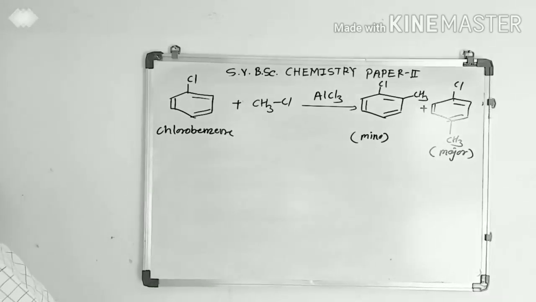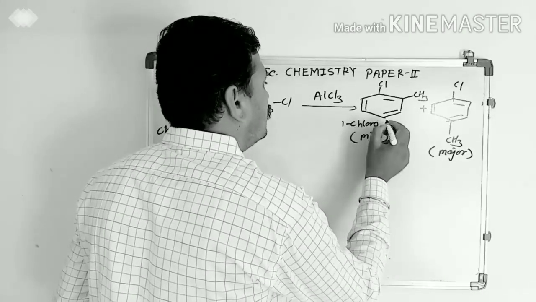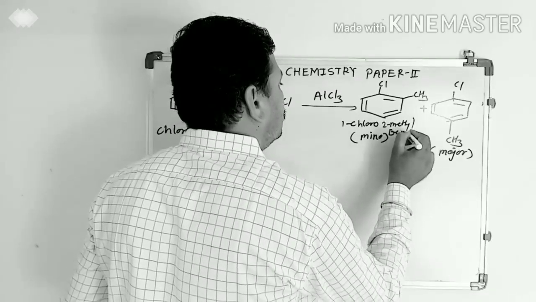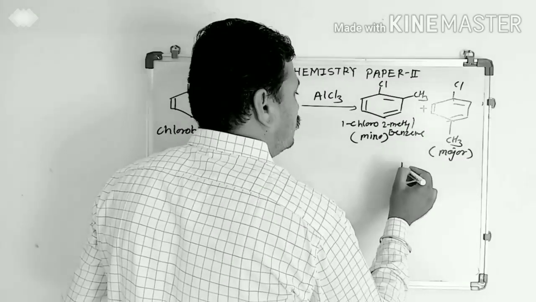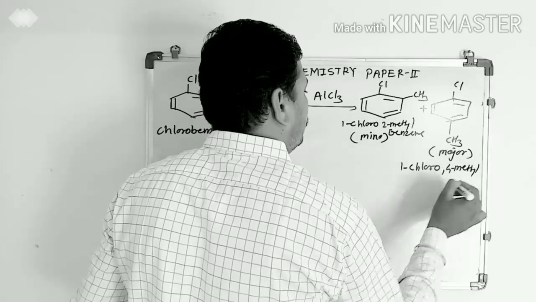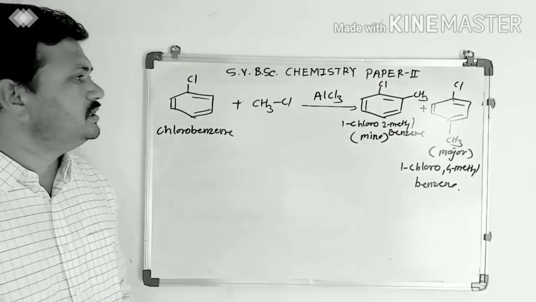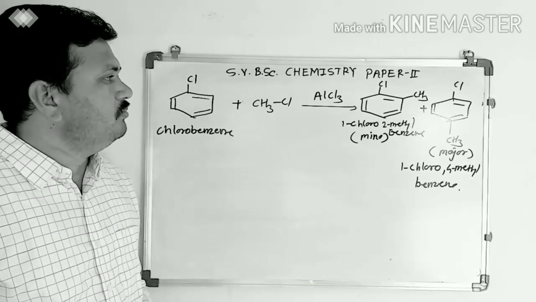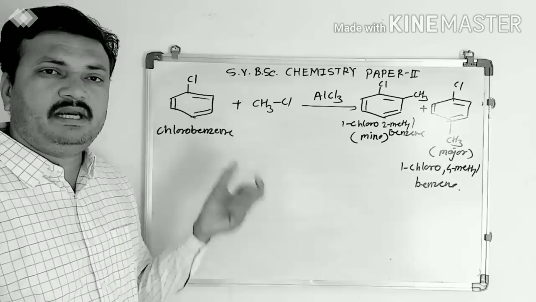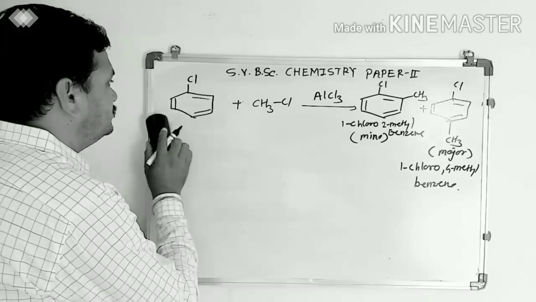Okay, and its name is 1-chloro-2-methylbenzene and it is 1-chloro-4-methylbenzene. Similar reaction, it is shown by acyl chloride. When any acyl chloride is treated with aromatic halide, then it shows Friedel-Crafts acylation. The reaction is like this.